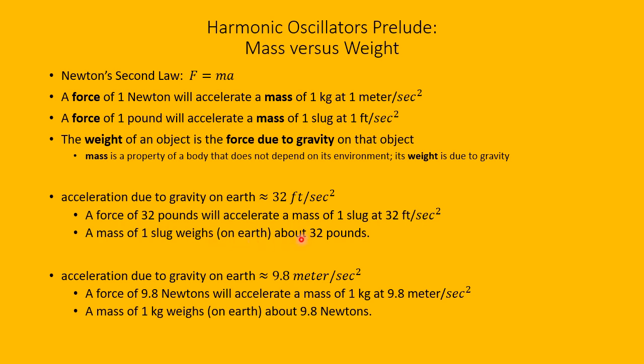If you went to Mars, we would have different results. Acceleration due to gravity on Earth can also be expressed as about 9.8 meters per second squared. So a force of 9.8 newtons will accelerate a mass of 1 kilogram at 9.8 meters per second squared. And so that tells us that a mass of 1 kilogram weighs on Earth about 9.8 newtons.